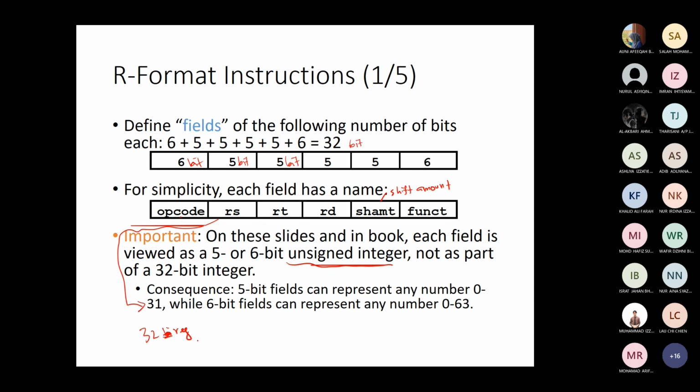So 32-bit registers are represented in 2 to the power of 5, meaning 5 bits, to represent these registers. So RS, RT, and RD are fields for registers. And then 6-bit fields can represent any number from 0 to 63. So the value can only be within this range, 0 to 63, for the opcode and also the function.